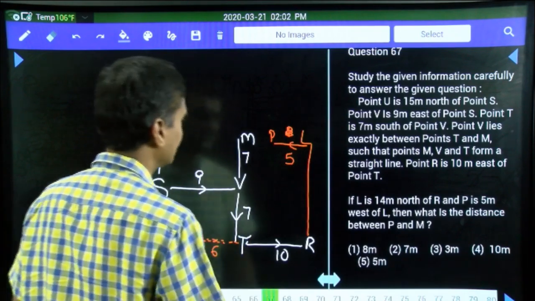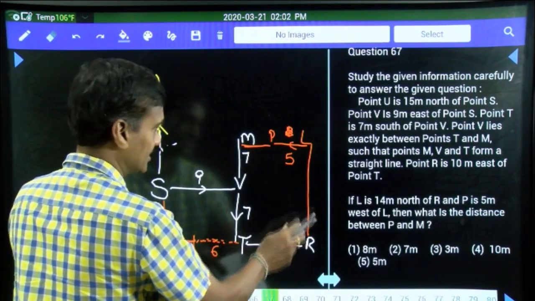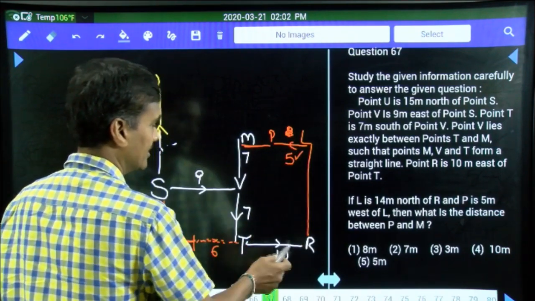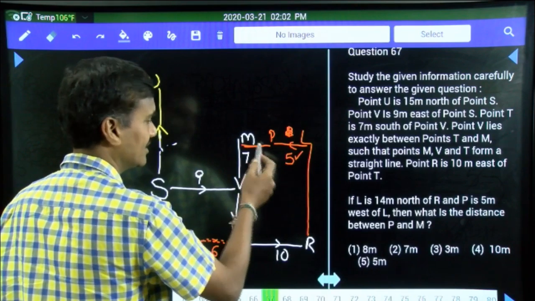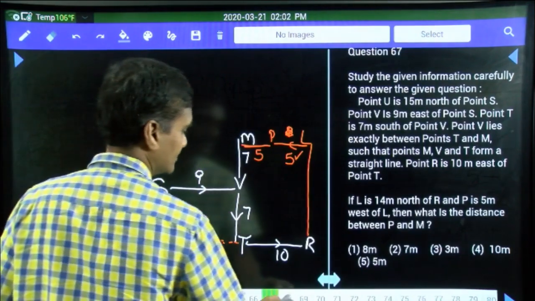Then what is the distance between P and M? What is the remaining distance between P and M? Total distance 10, out of which 5 meters are already covered. 10 minus 5 is 5 meters. Now what is the distance between these two? 5 meters. That is choice 5.